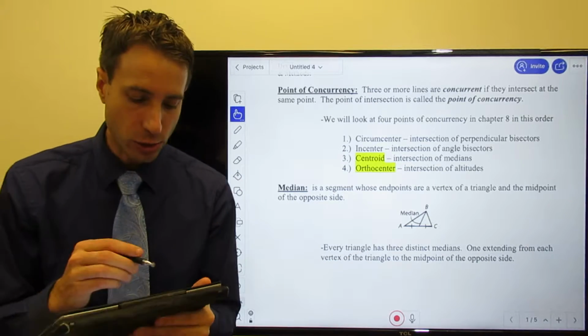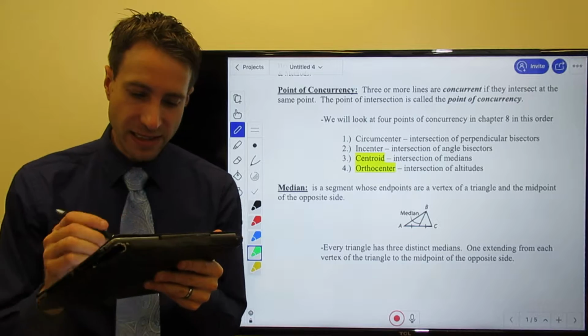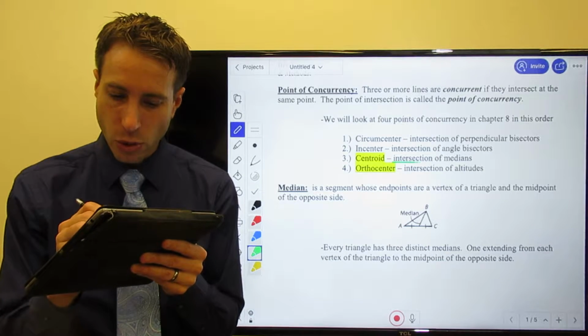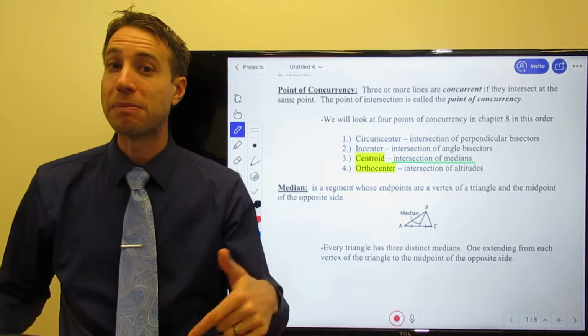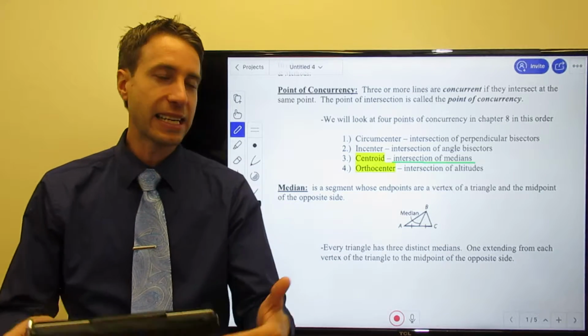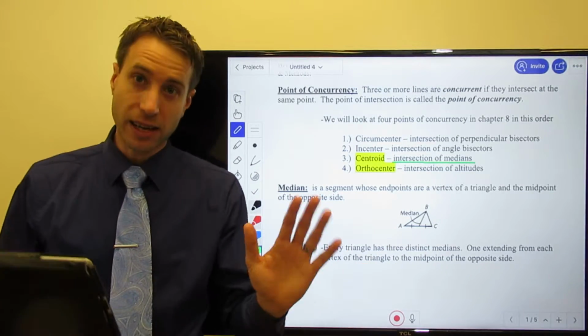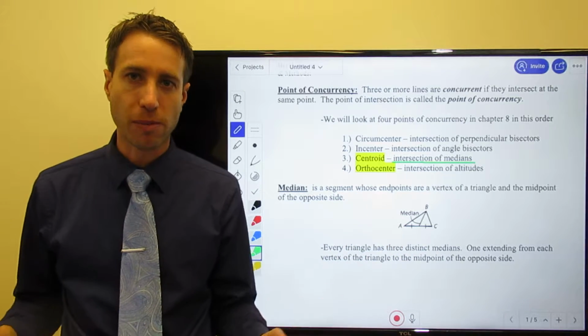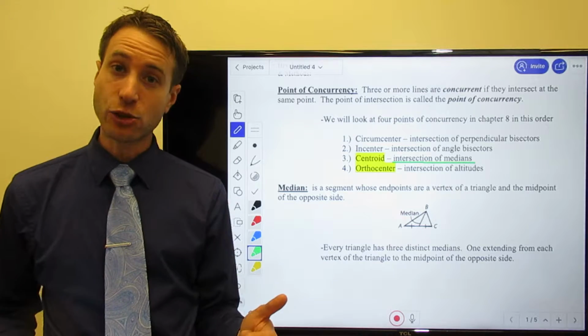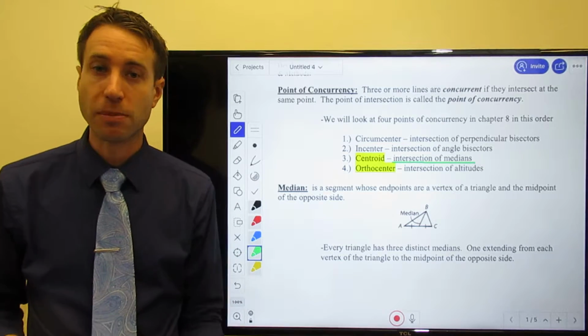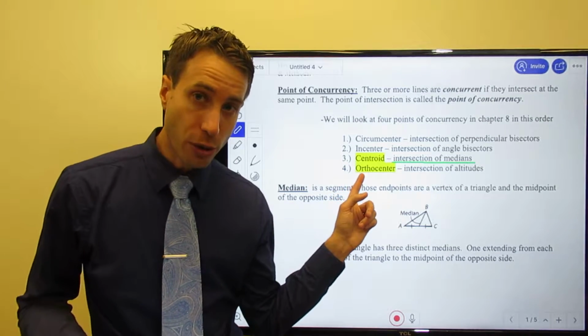Now, where do these two things come from? First, the centroid is going to be the intersection of medians. We'll talk about what a median is, how you find it, and then we'll do some algebra, solving problems using those medians.